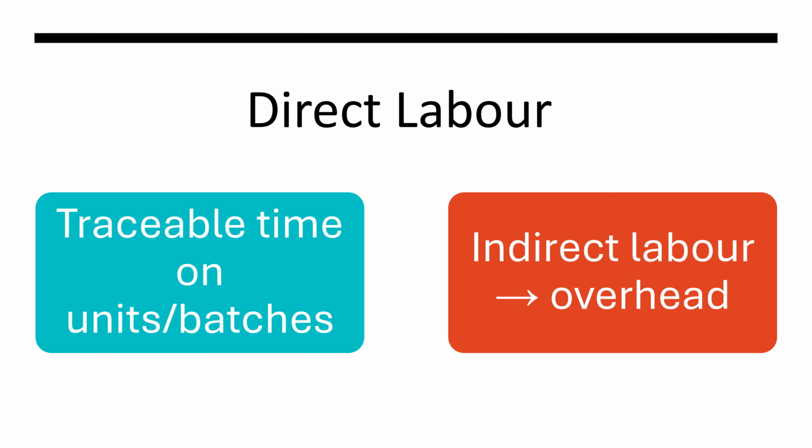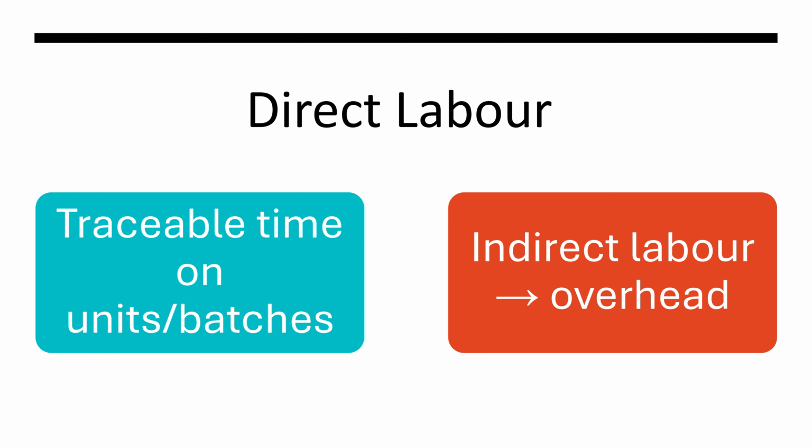If a person's time can be directly and reliably traced to the unit or batch being produced, I classify it as direct labor. Assemblers on line 1, welders working on a production order, or a machine operator assigned to a specific run are typical examples. Support roles that keep production going, such as maintenance, stores, or material handlers, are indirect labor and flow into overhead. I use timesheets, barcode scans, or system job clocks to support that traceability.